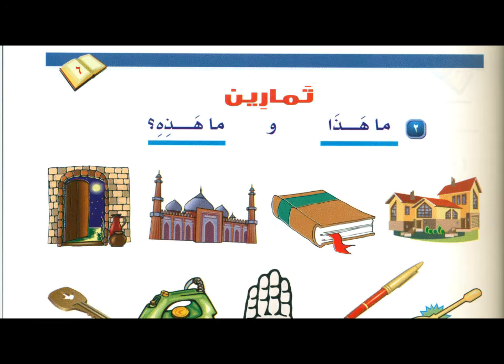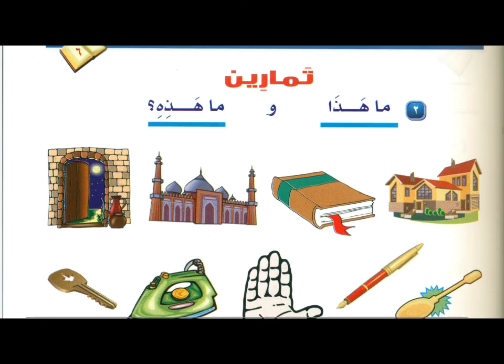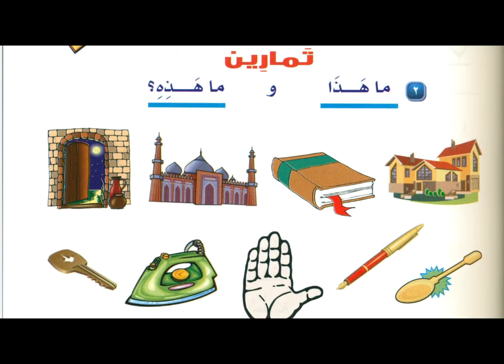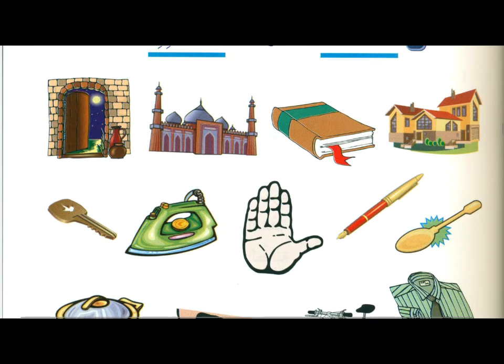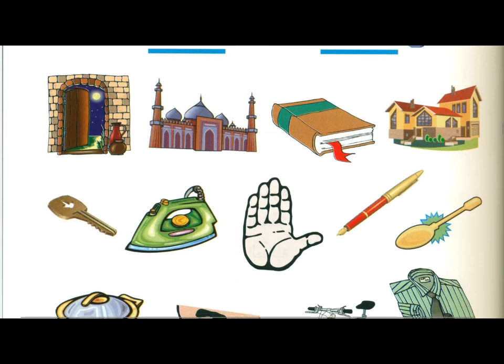Tamarin exercises. Ma haza wa ma hazihi. What is this and what is this. So for masculine things you will ask ma haza, and for feminine things you will ask ma hazihi, what is this. So if the word is masculine, you will say haza baytun, haza kitabun, haza masjidun, haza babun. But if the word is feminine, you will say hazihi mil'akatun, then this kalam is masculine, haza kalamun, you have two hands, so it is feminine, hazihi yadun, mikwa has tamar wuta, so hazihi mikwatun. This word does not have tamar wuta, haza miftahun.